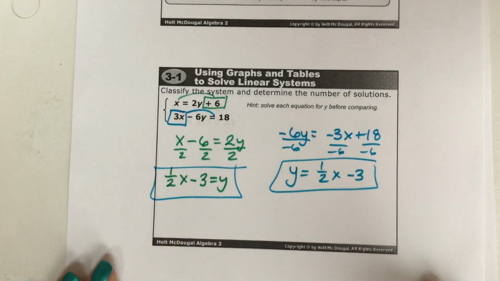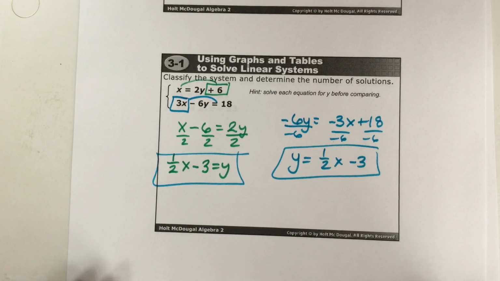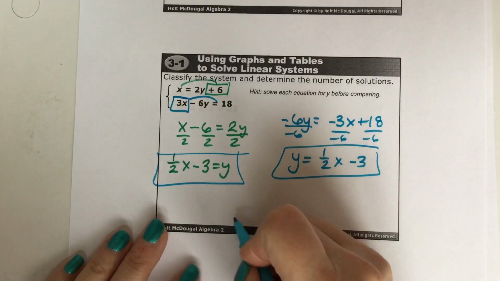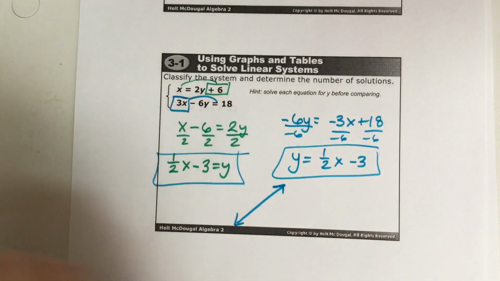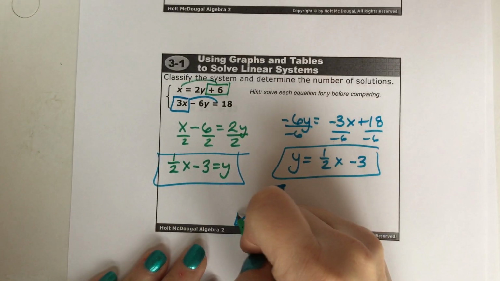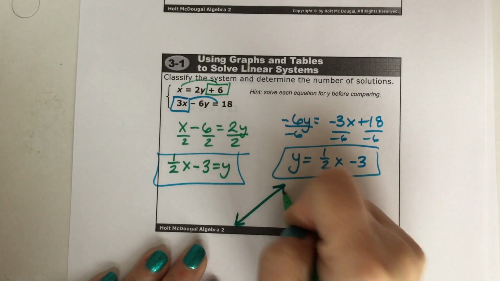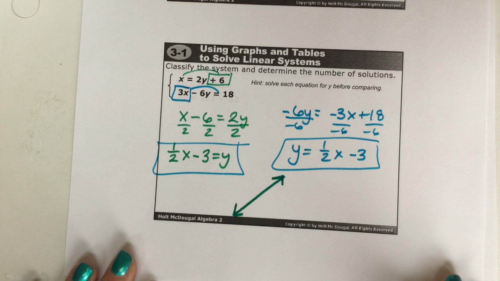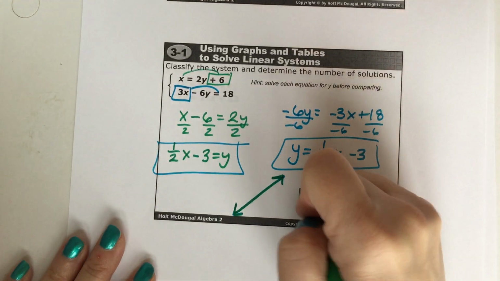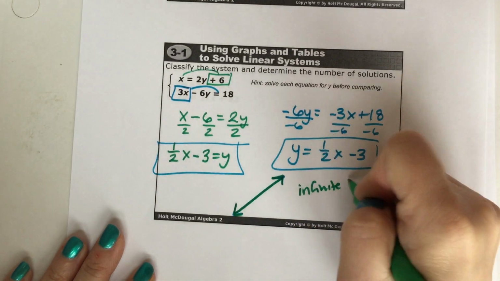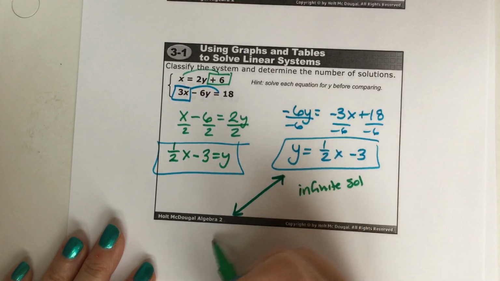What do you notice about those two equations? I know some of you said they're the same thing. So what that means is if I went ahead and graphed them, because they're the same line, they would end up exactly on top of one another. So that means you have an infinite amount of solutions. Infinite solutions, anything on that line.